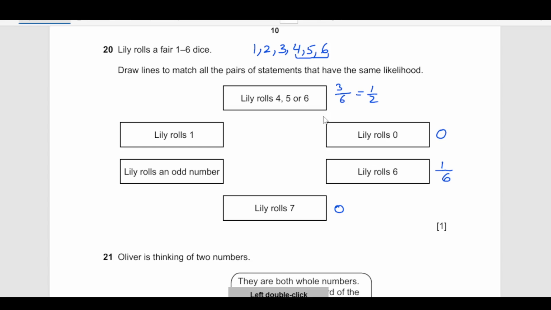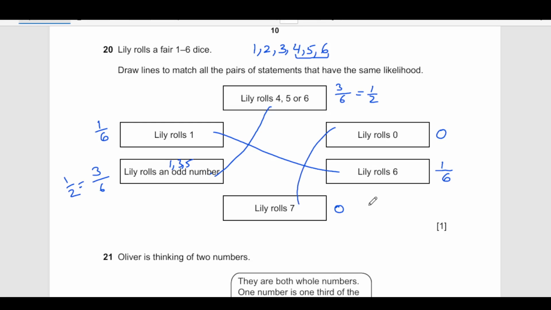Lily rolls odd number. So, odd numbers are here, we have odd numbers 1, 3 and 5. So, they are going to be 3 out of 6, that is 1 over 2, right. And she rolls 1, 1 is coming only once, so 1 by 6. Now, let us see which we can match. Lily rolls 1 and Lily rolls 6. So, this is the same, okay. Then this odd number and this 4, 5 or 6, this is also the same. Then this is 0 and 0. So, this is how we are going to match it.